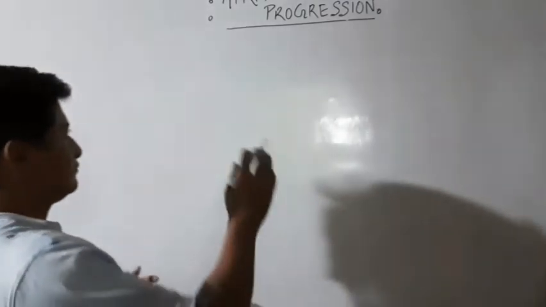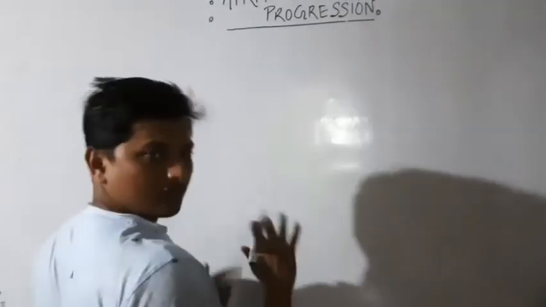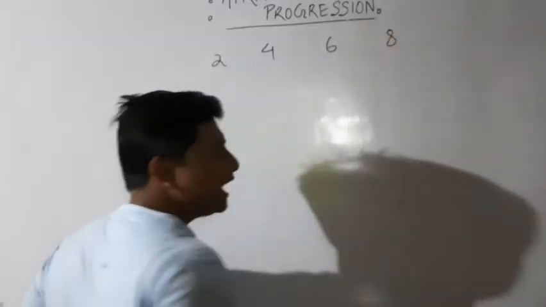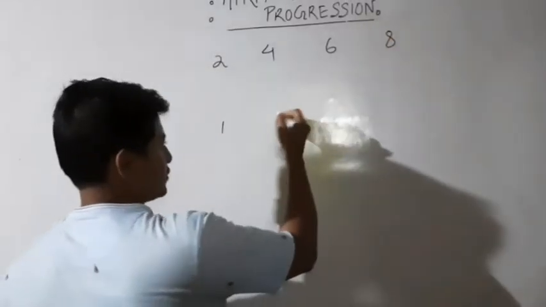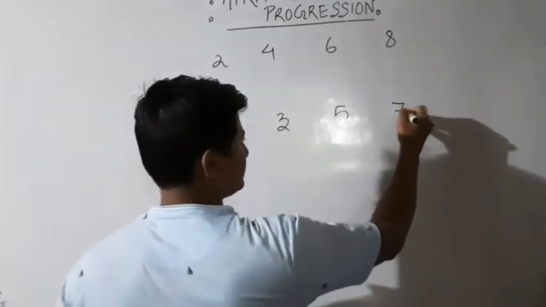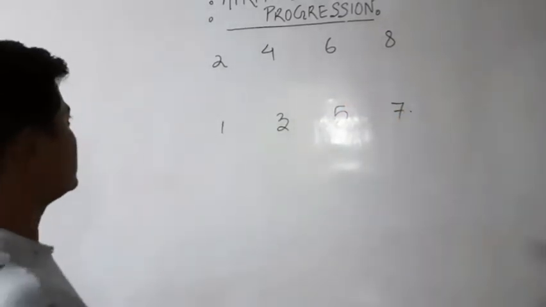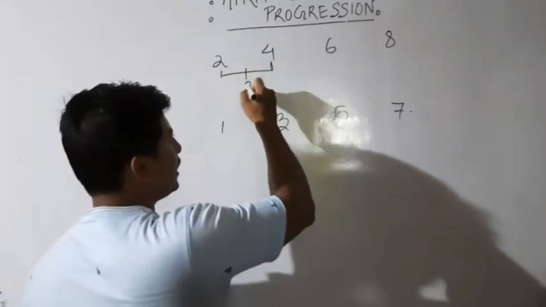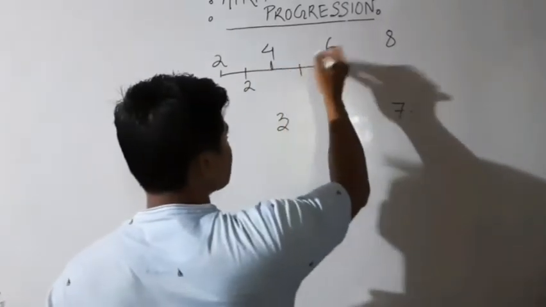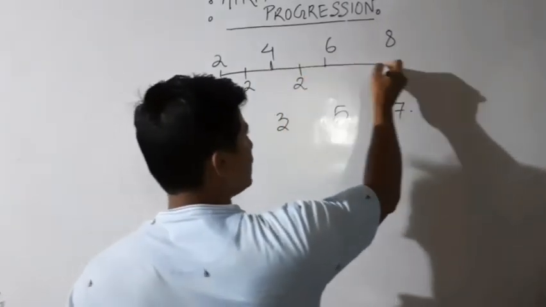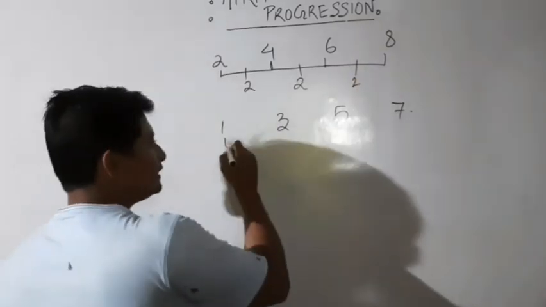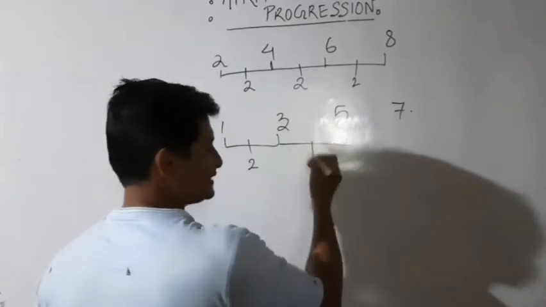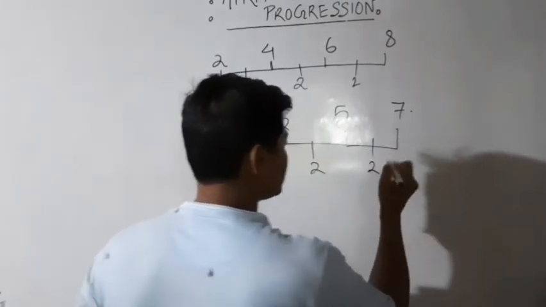Let us take a basic example, say a set of even numbers: 2, 4, 6, 8. You can also take a set of odd numbers: 1, 3, 5 and 7. If you see closely, the gap between 2 and 4, 4 minus 2, is 2. Similarly 6 minus 4 is again 2. Here also the gap is 2. In the odd numbers, 5 minus 3 is again 2.